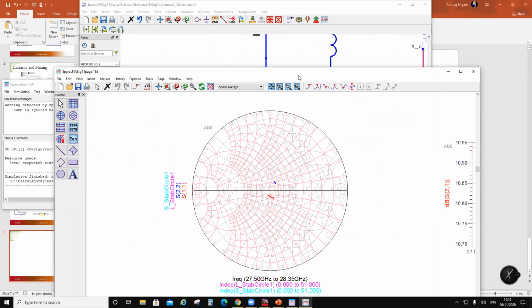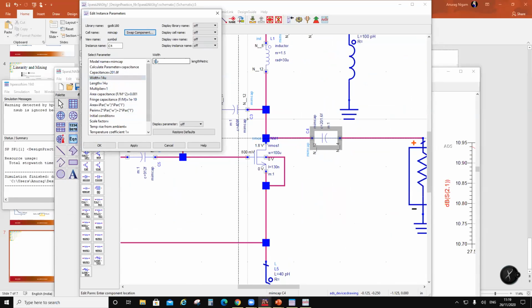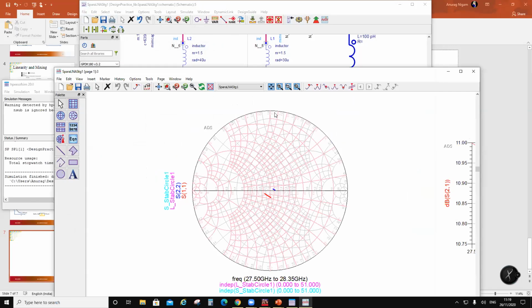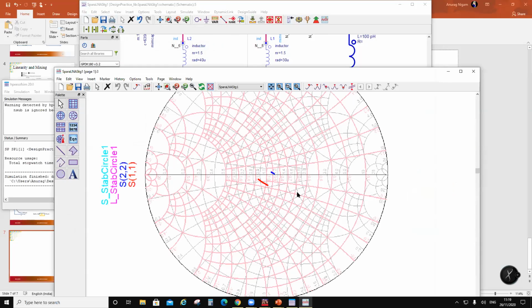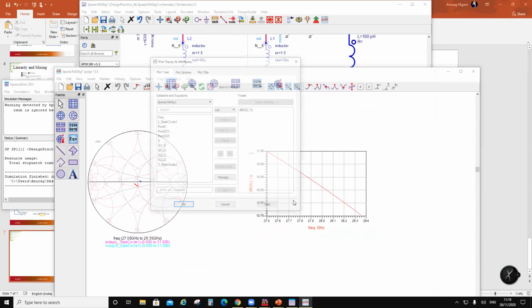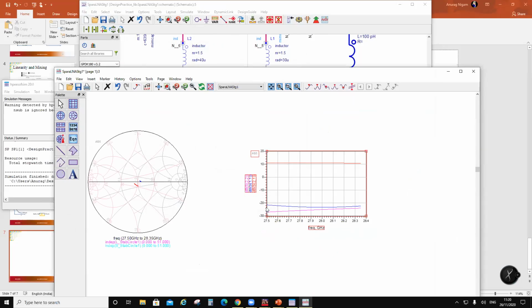And there you go. And this capacitance has to be reduced further. 12 and 12. Say okay, and say simulate. Okay, there we are. So now we have kind of a good match, right? So let's look at what has happened to the gain and S11 and S22. Okay, so you are better than 20 on the return loss and you are better than 10 on the gain, right?